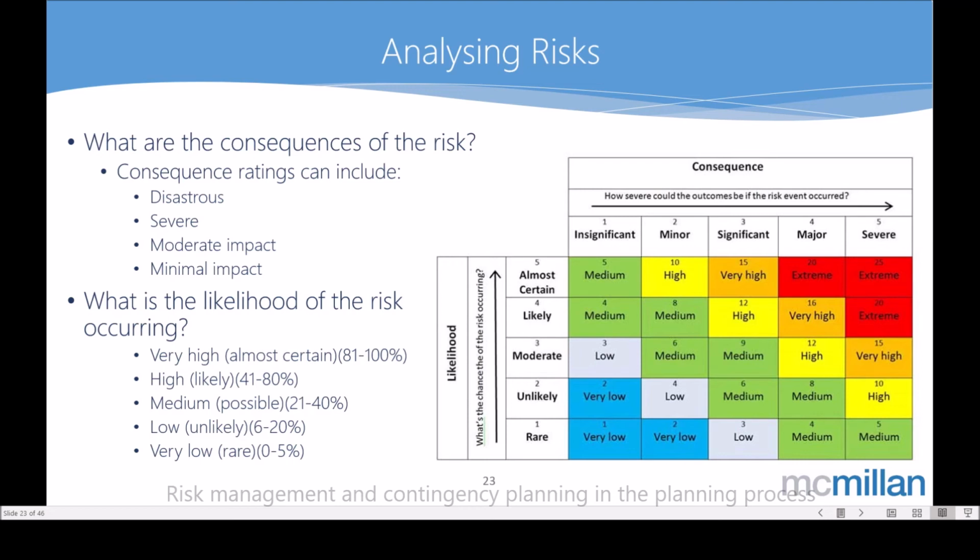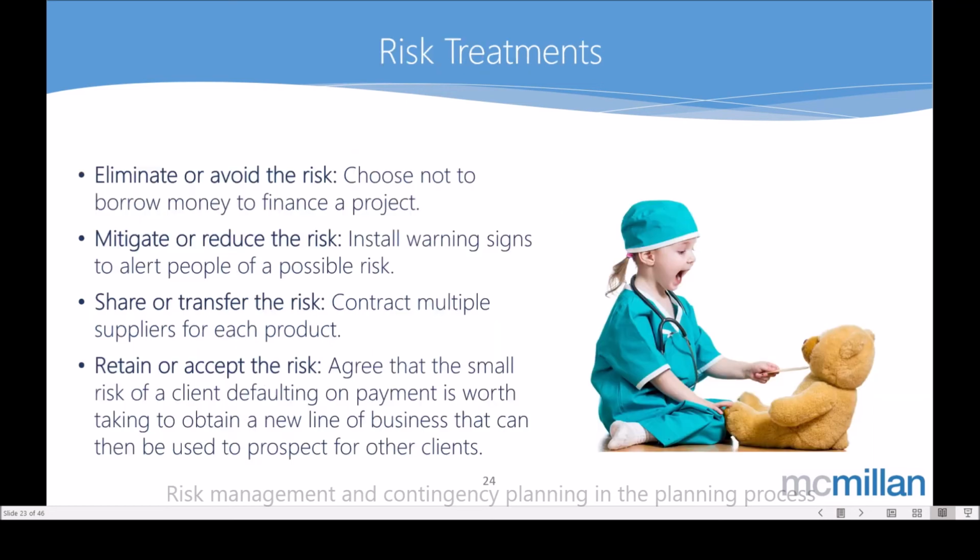Something that's very low, we might just decide that we're going to deal with. Something that's very high, we need to do something about. So this is where our treatments come into play. If it's something that is really low, where the likelihood is rare and the consequences are insignificant, then we may decide to either retain or accept the risk. Look, if this supplier doesn't supply on time, that's okay, because we can just go down to Officeworks and pick one up there.